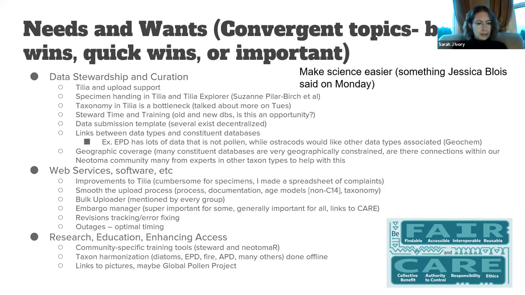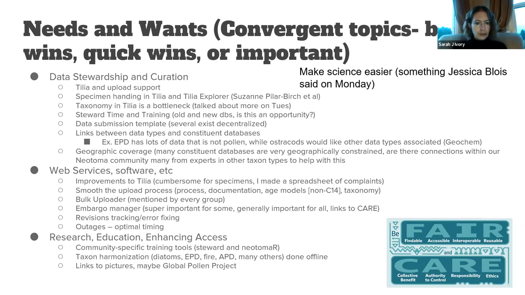There were multiple constituent databases that talked about having data types within them that didn't necessarily link to the stated mission of that database. For example, the EPD has a lot of data that isn't just pollen, while the ostracod databases would like other data types potentially associated in some way, like ostracod geochemical data. So there's kind of a problem of some databases having been a catch-all and others wanting to be linked to other data types where they're not.